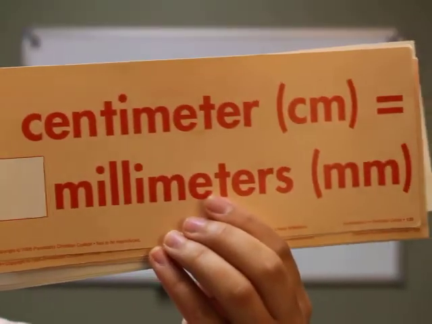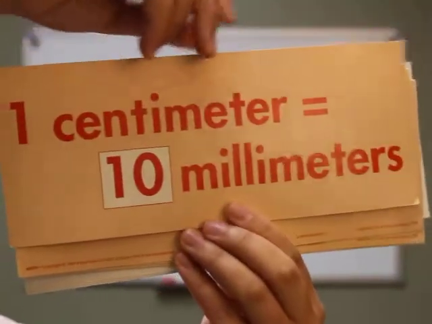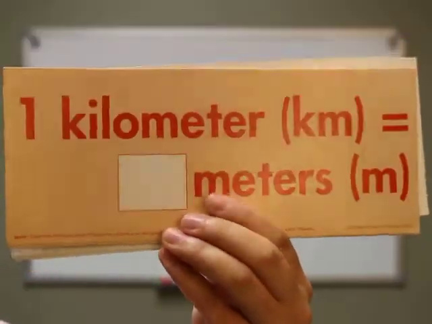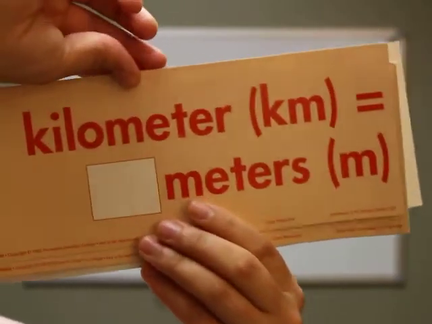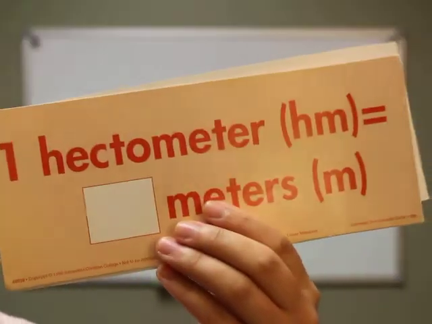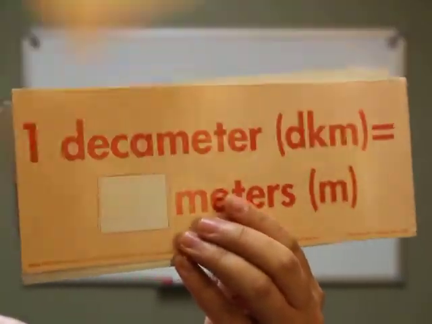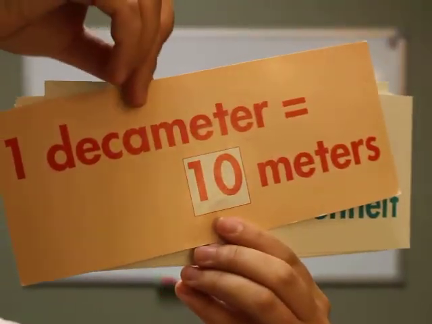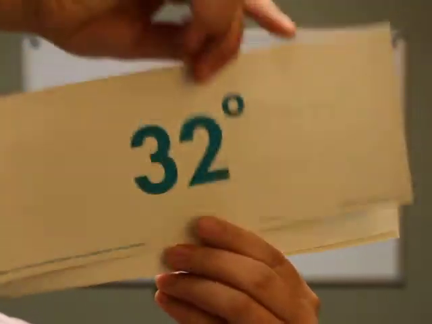100. 1 centimeter equals how many millimeters? 10. 1 meter equals how many millimeters? 1,000. 1 kilometer equals how many meters? 1,000. 1 hectometer equals how many meters? 100. 1 decameter equals how many meters? 10.